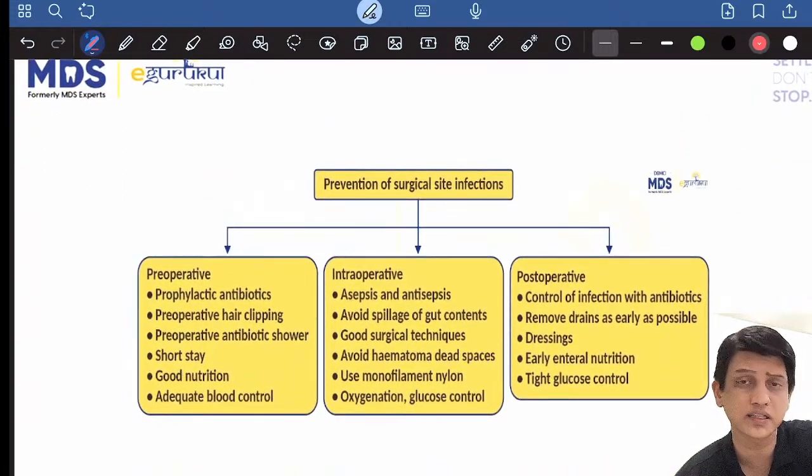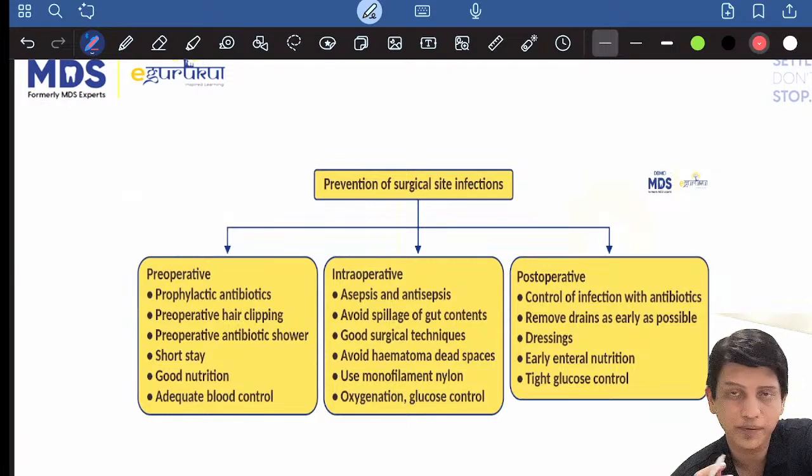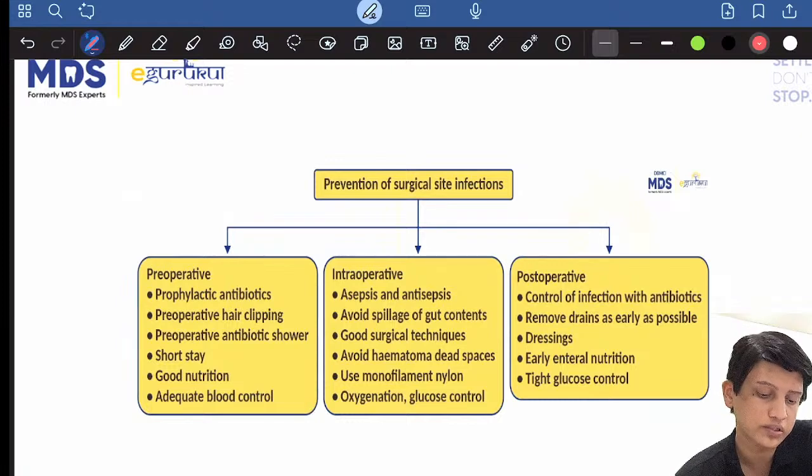How to prevent surgical site infection is also a question for you. We have discussed it in the PCT also. Again, I am telling you, pre-operatively you can give prophylactic antibiotics, pre-operative hair clipping, not shaving, pre-operative antibiotic shower, short stay in the hospital, good nutrition pre-operatively, adequate blood control, okay, all those things.